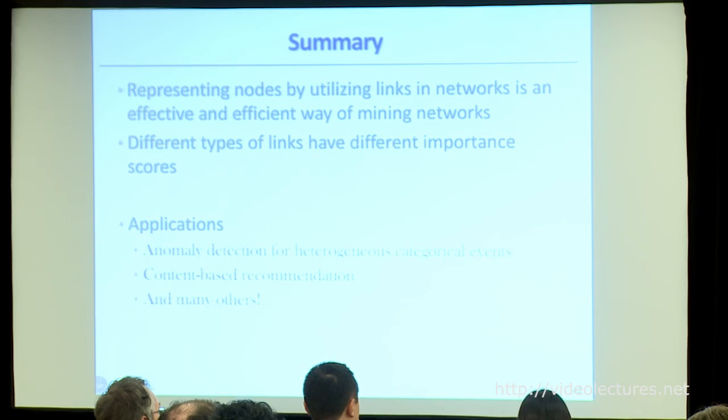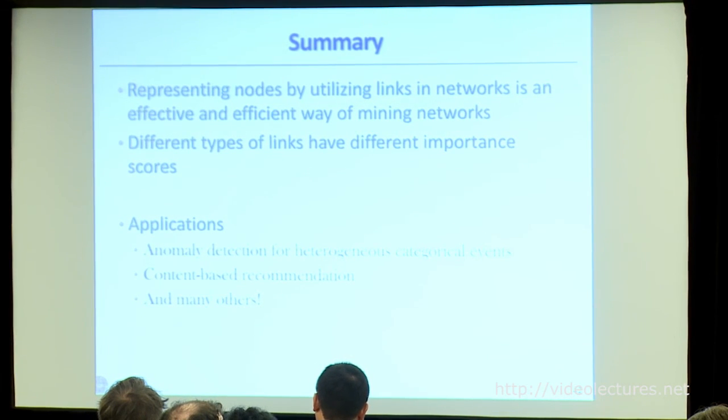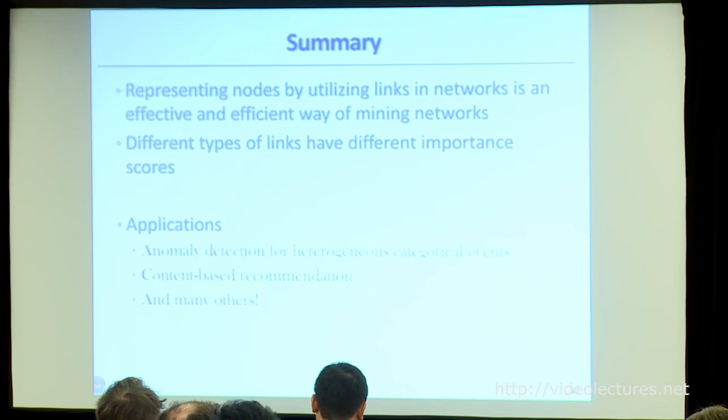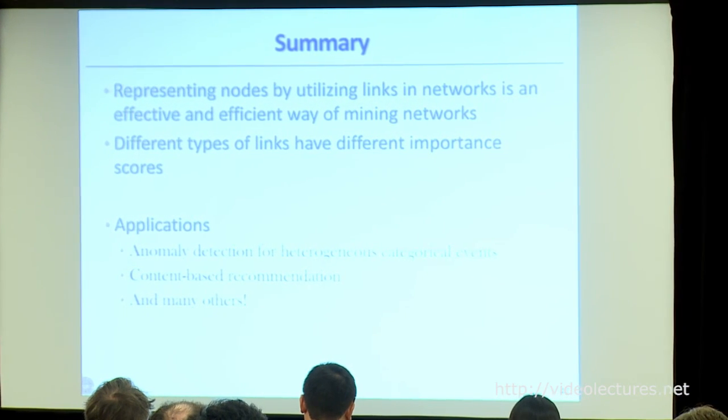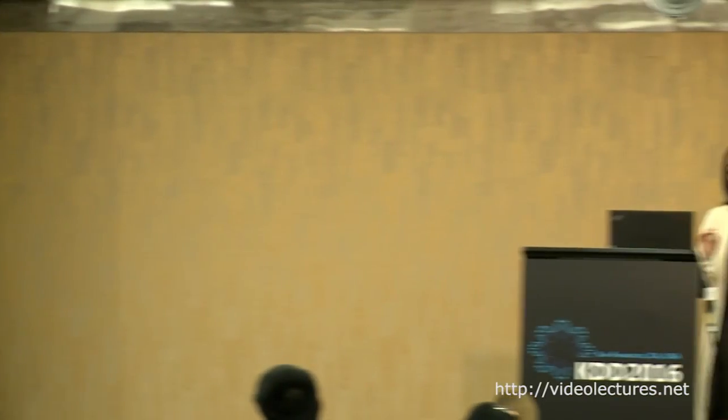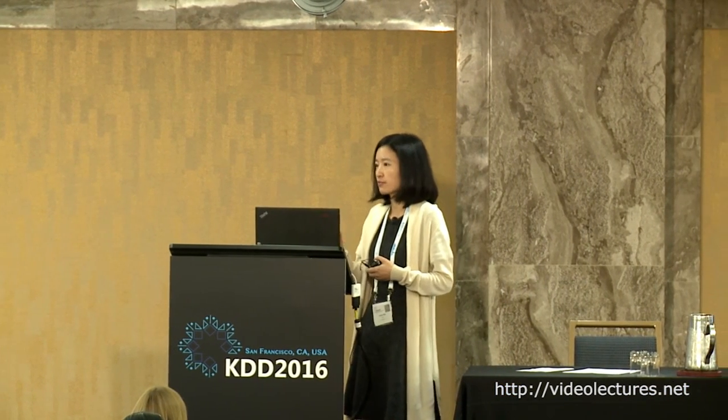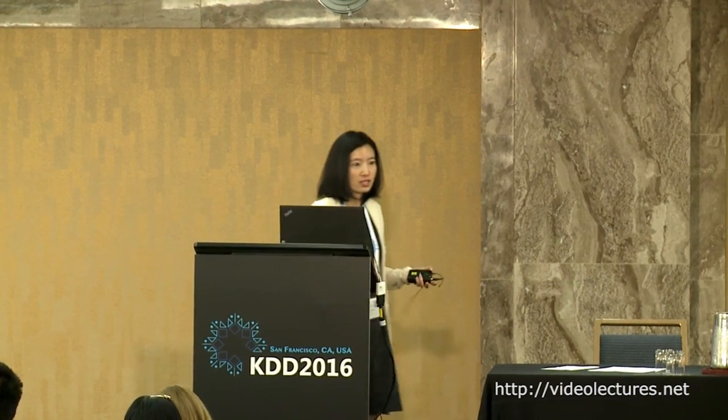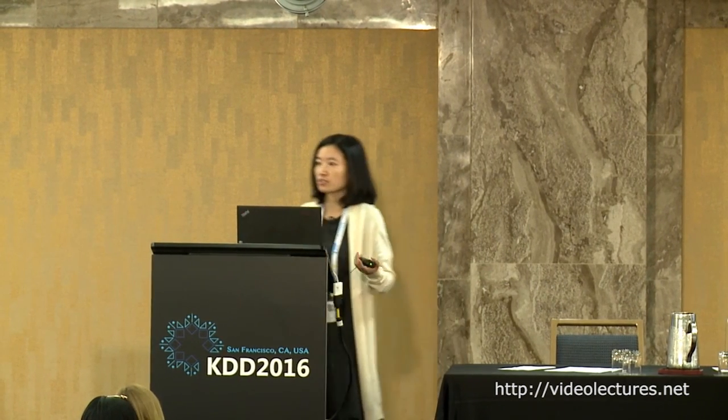Due to time, I will just summarize here. I want to show that representing the nodes in a low-dimensional space is very effective and efficient for a lot of mining functions. Also, different types of links should play different roles, if we recall the anomaly detection problem and the recommendation problem. Although today we have just shown two applications, anomaly detection and recommendation, this type of methodology is very general to many other mining functions. So that's it. Thank you.